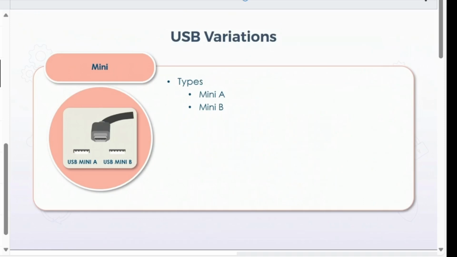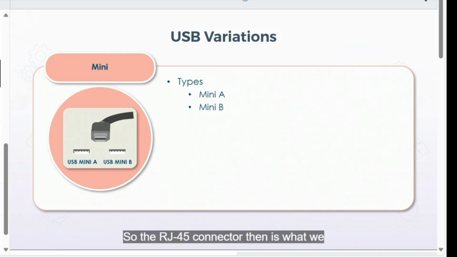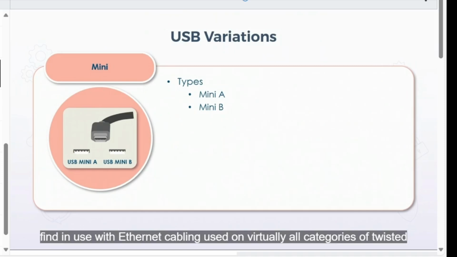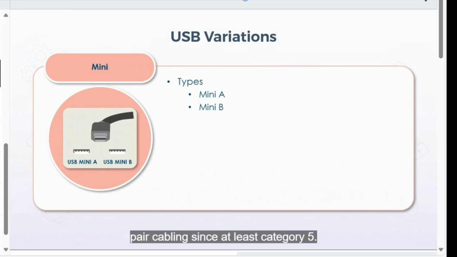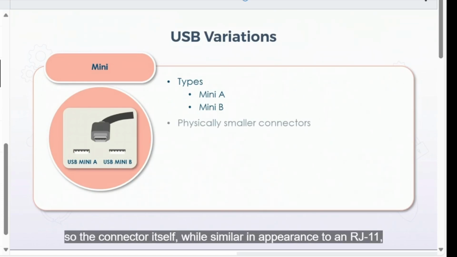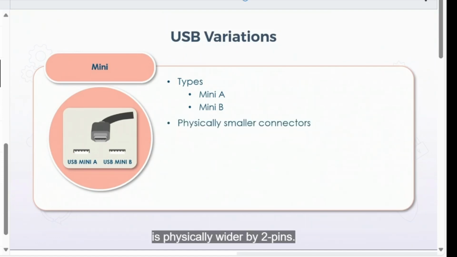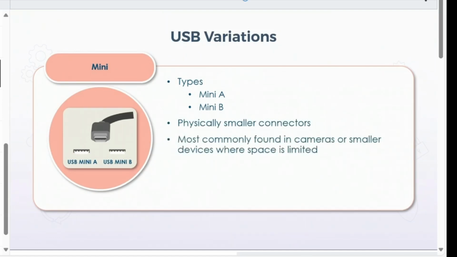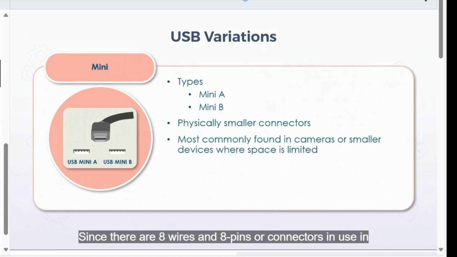Now, it is difficult to see from this graphic, but the Mini A connector has 2 45-degree angles, if you will, cut on the bottom. So it has a little bit of a narrower bottom than the top, whereas Mini B was pretty much the same across the top and the bottom in terms of the size. But as their name indicates, both of these were physically smaller than their original Type A and Type B counterparts. So these were most commonly found in cameras or smaller devices where space was a little more limited.